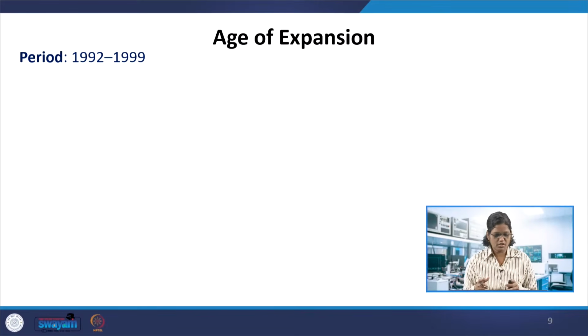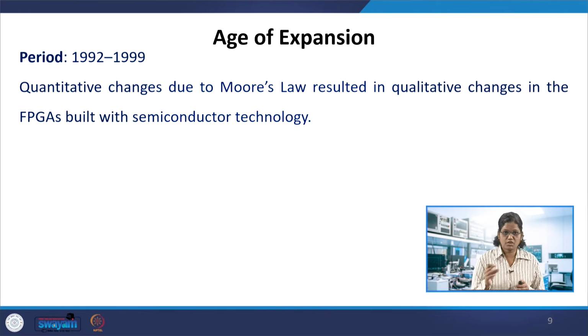So from 1992 to 1999, if we take these 8 years of space, there was again Moore's law pressurizing the FPGAs. There is a change in FPGA development. That means the quantitative changes of Moore's law made large, qualitative changes in the FPGAs which are built using semiconductor technology.